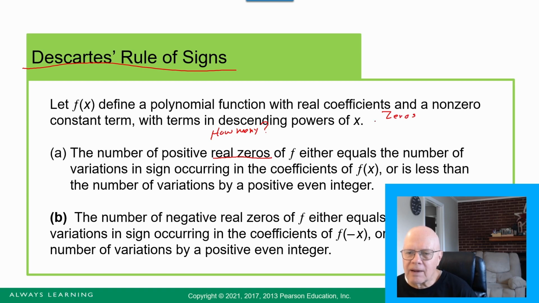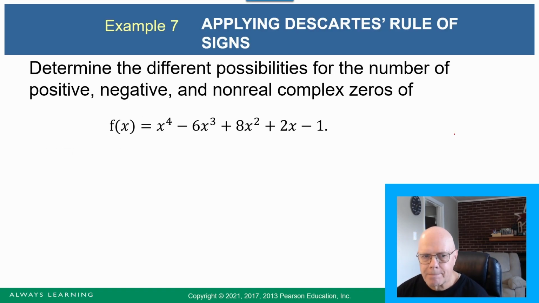if you were making a list of the zeros, you'd have 2 columns. You'd have positive zeros, and you'd have negative zeros. The Descartes rule of signs allows you to figure out pretty close how many positive zeros you have and how many negative zeros you have. Now, notice this doesn't say anything about complex ones, only the positive ones and the negative ones. Just keep that in mind. All right, so what do we have? Here's the way it goes.